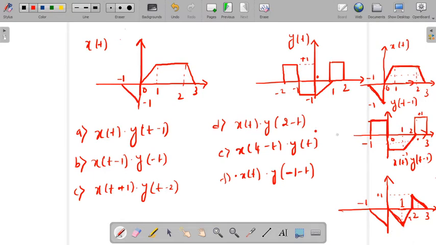Yes, sir. Okay. So now you do the second one, that is x of t minus 1 into y of minus t.